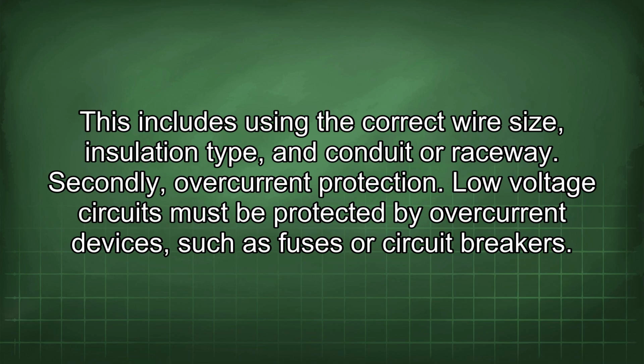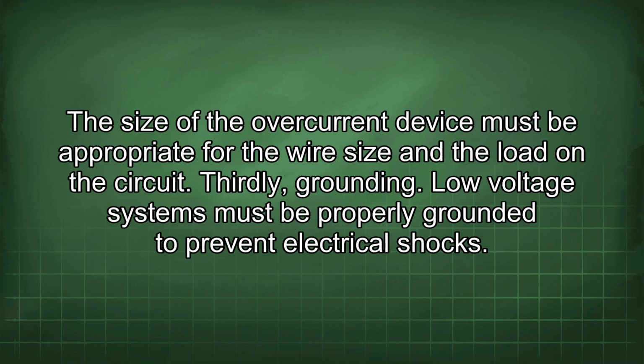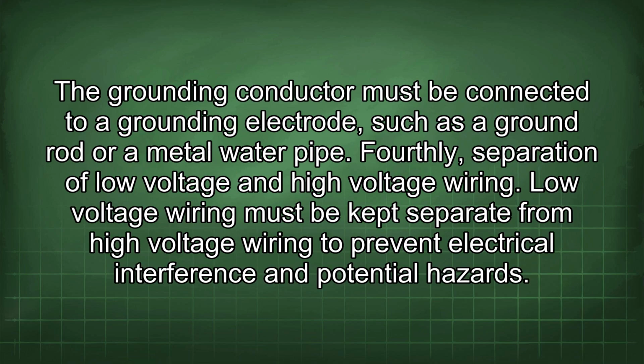Secondly, overcurrent protection. Low-voltage circuits must be protected by overcurrent devices, such as fuses or circuit breakers. The size of the overcurrent device must be appropriate for the wire size and the load on the circuit. Thirdly, grounding. Low-voltage systems must be properly grounded to prevent electrical shocks. The grounding conductor must be connected to a grounding electrode, such as a ground rod or metal water pipe. Fourthly, separation of low-voltage and high-voltage wiring.